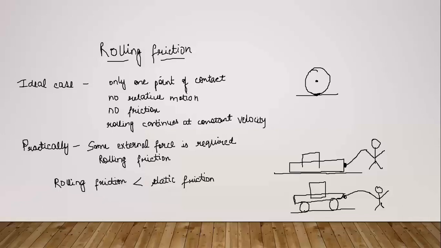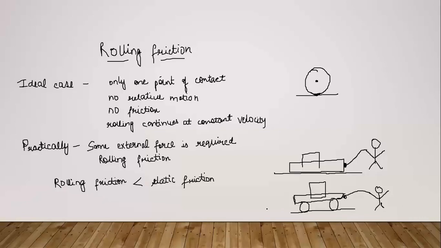That means rolling friction is less than the static friction, and so you will need a lesser amount of external force to cancel that rolling friction. Okay, so this was a simple example.